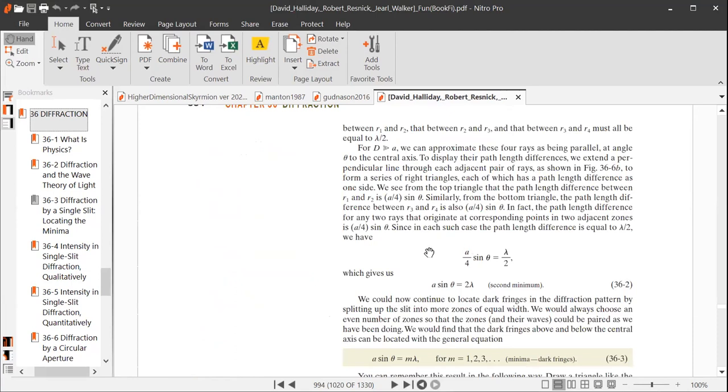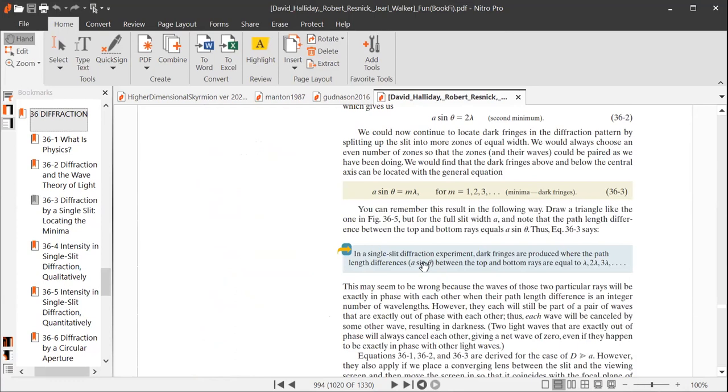So this is the second minimum, for m equal 2. This is the minimal dark field for a single slit.